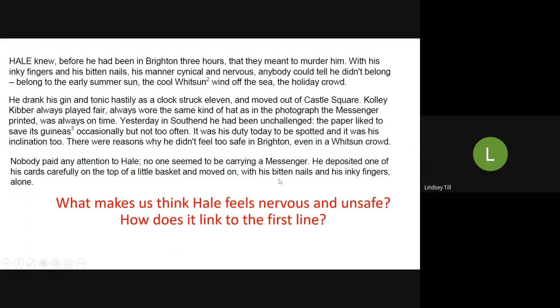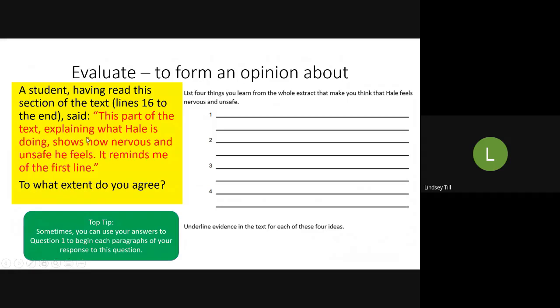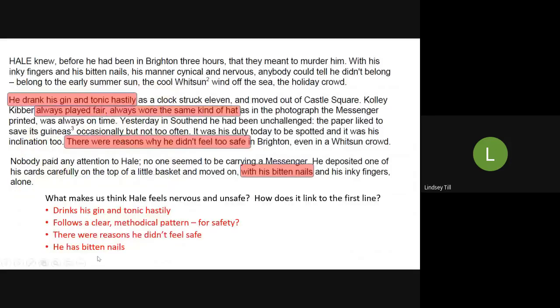So the question was, this part of the text explaining what Hale is doing shows how nervous and unsafe he feels. It reminds me of the first line. And of course, yeah, he's feeling all of those things because he knew that someone meant to murder him. Our first line of the text is up there, that someone meant to murder him. And so all of those things, yes, do make us think that Hale feels nervous and unsafe.